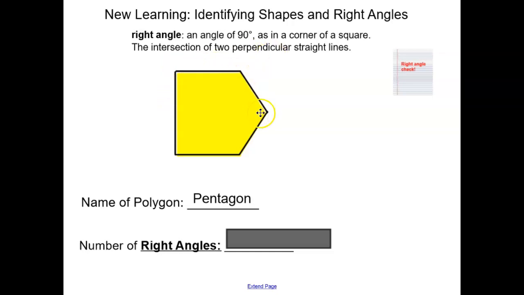These angles are not right angles. Look, I could use my right angle check to check. Let's see.